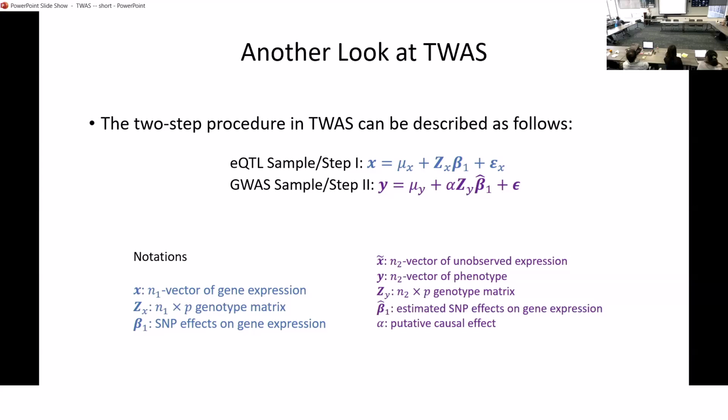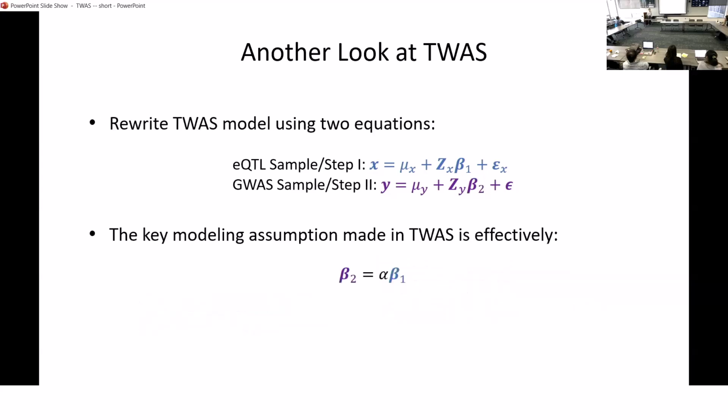So you want to test alpha. That's the TWAS or predicate scale in this 2-stage framework. Now it helps to rewrite it slightly differently. It's the same equation except that instead of beta-1 hat, I simply call it beta-2. So the beta-2 represents the SNP effects on gene expression.